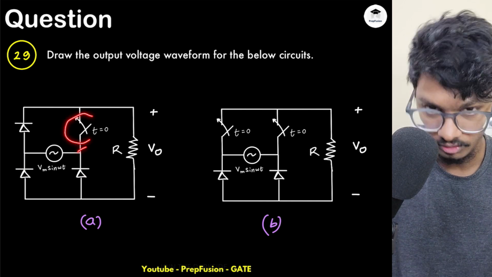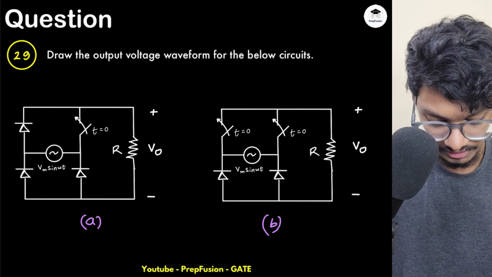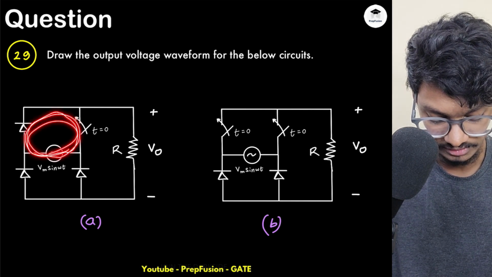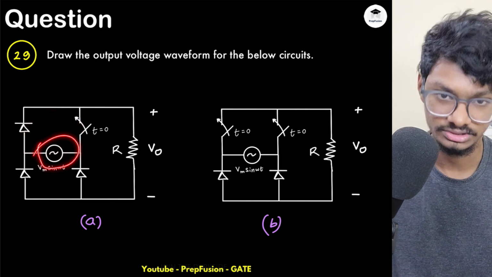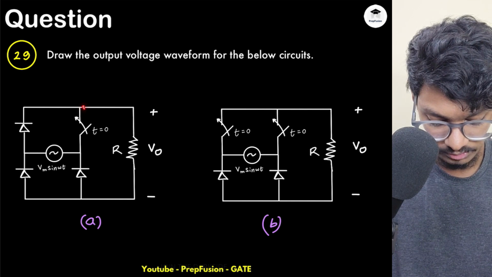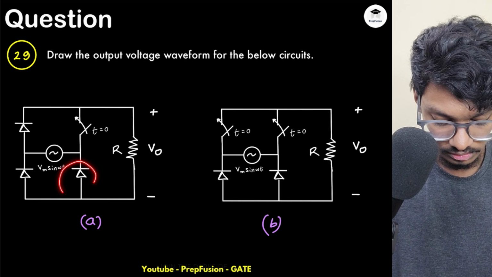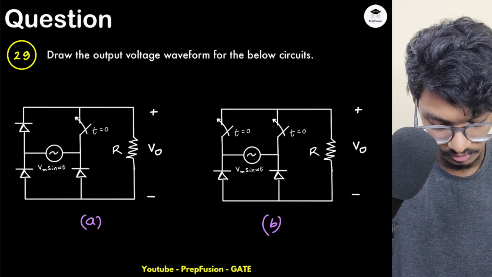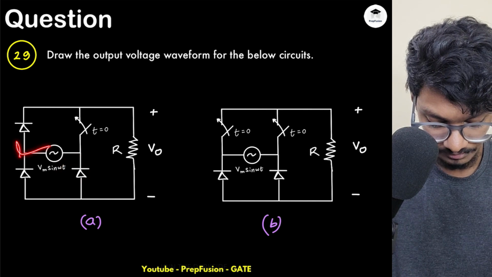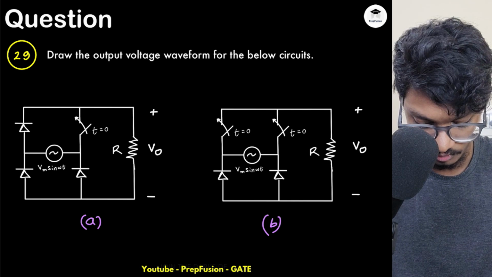And here, this is already on. If I apply simple KVL here, this is satisfying the loop. So what will happen? The supply will be short circuited, and this point will be totally the same, and this diode will not be on anymore, because this point is plus and this is on. So overall, let me copy this circuit.